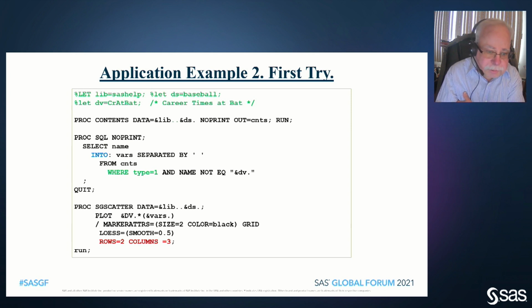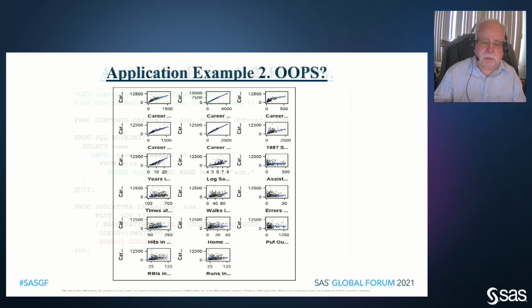Now let's try just saying PROC SGSCATTER, plot all these variables, and I'm putting down there rows equals 2 and columns equals 3. So I figure I'm going to get 6 plots on a single SGSCATTER. Let's see what happens. Oops. I got 3 columns, but not 2 rows. So I'm thinking, how do I split this up? What if I wanted 4 plots on each SGSCATTER?